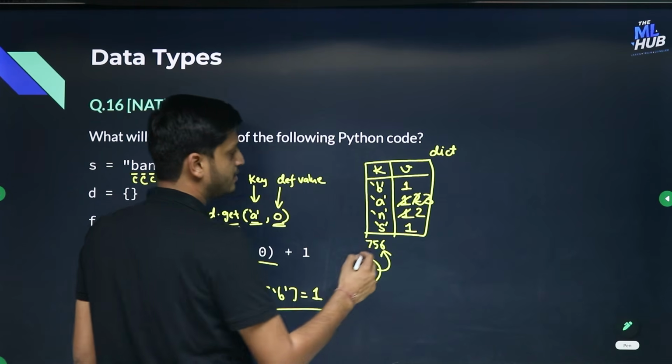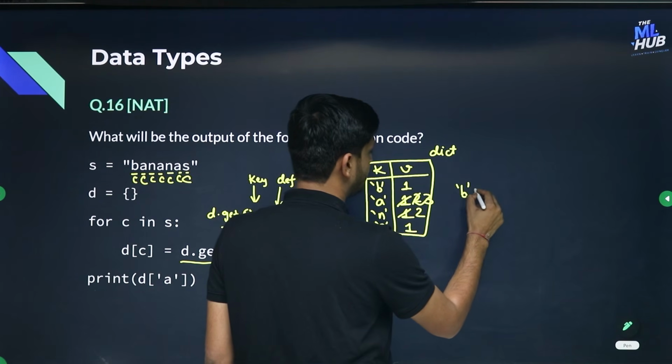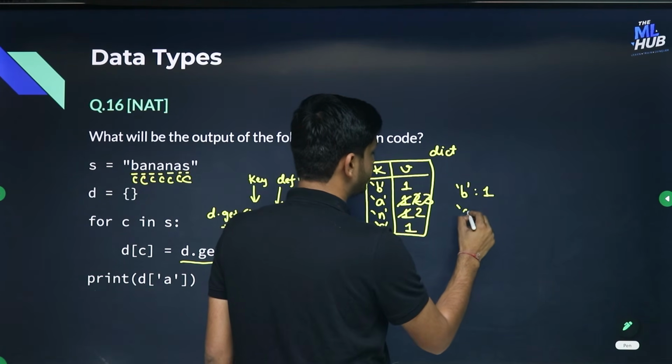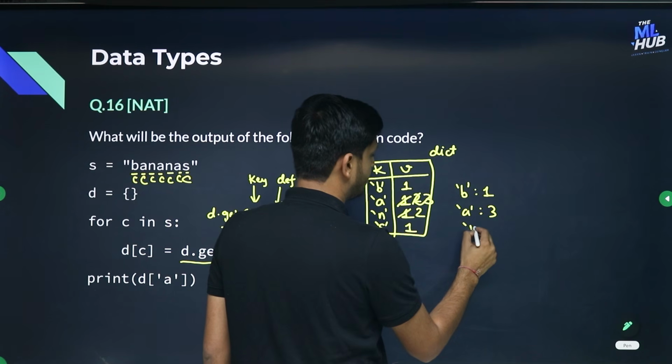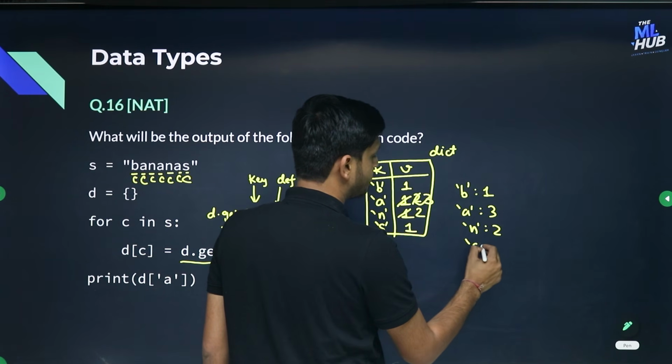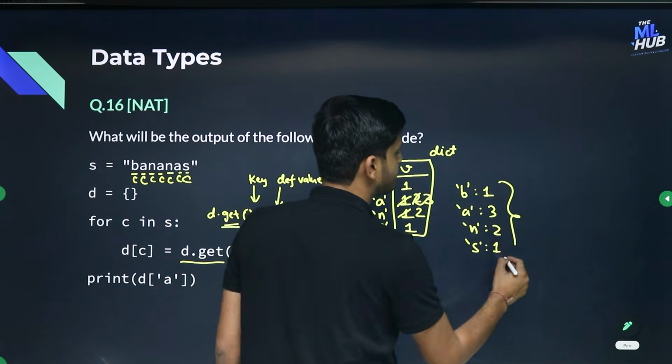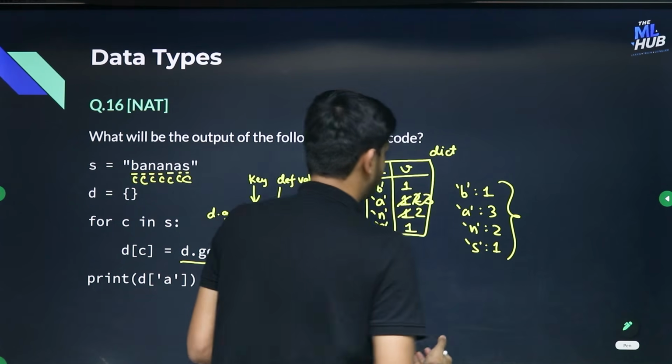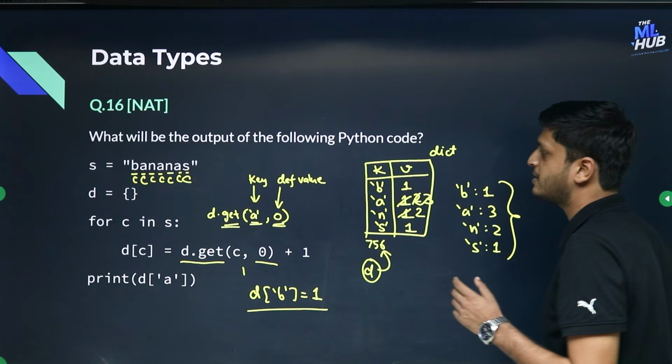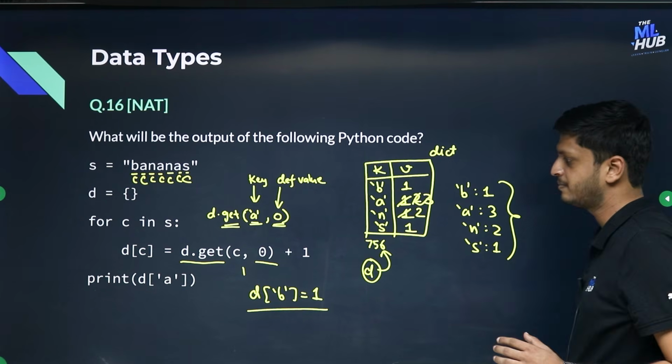So at the end the dictionary will be like this. The string B has value 1. String A has value 3. String N has value 2. And string S has value 1. So this is how we have created a counter basically, in which we are actually counting all the elements which are unique and how many times they are present.